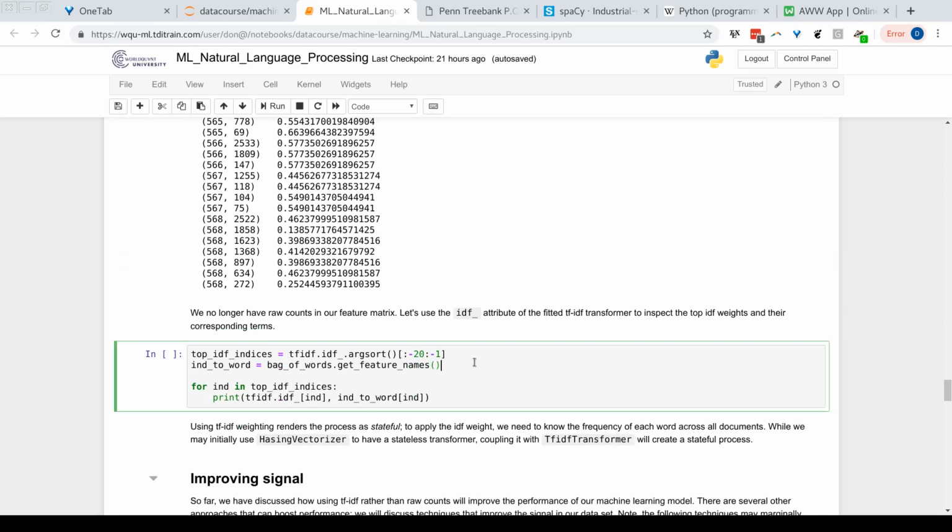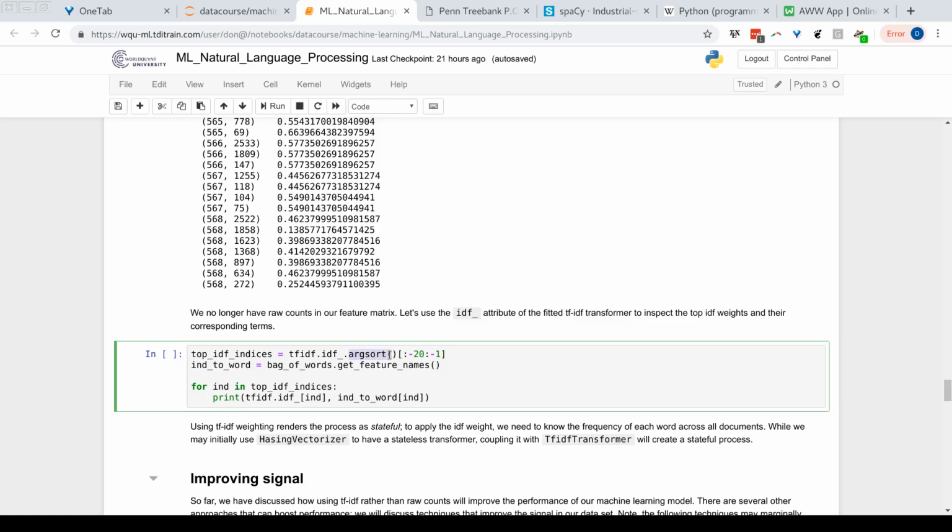One thing that might be of interest is to look at those IDF scores. You might be wondering, what are those IDF scores? We can look them up. After we've trained our transformer, there is an attribute called idf_, which will return to us the IDF scores. So let's say we want to look at the top IDF values. Which words had a very large weight for IDF? So that's what we're going to do here.